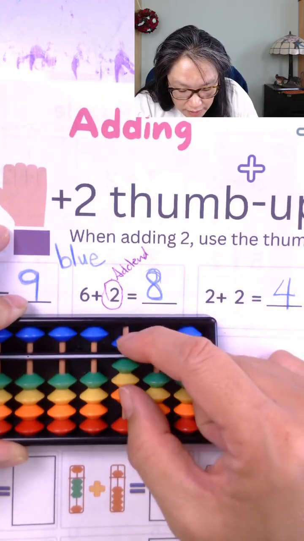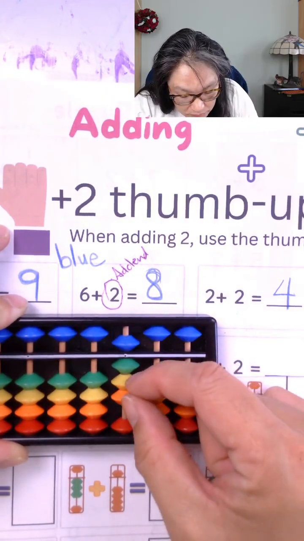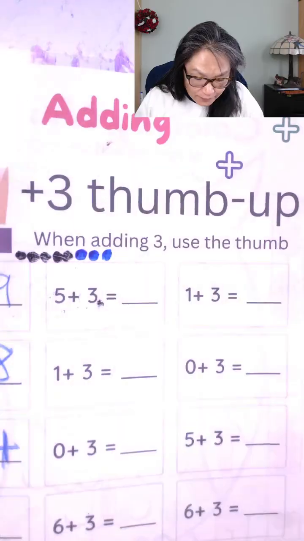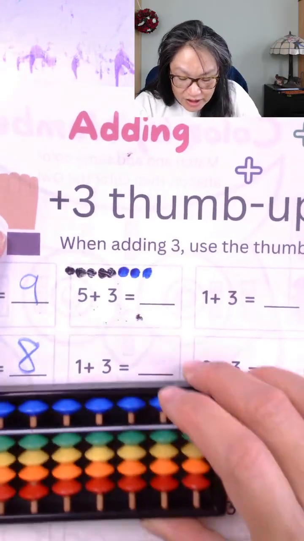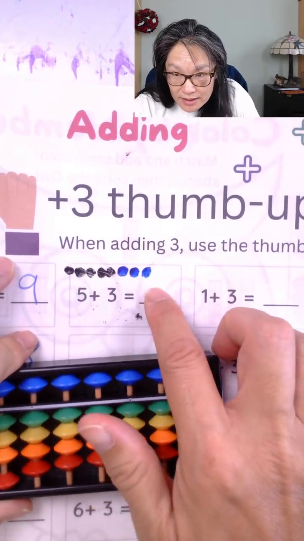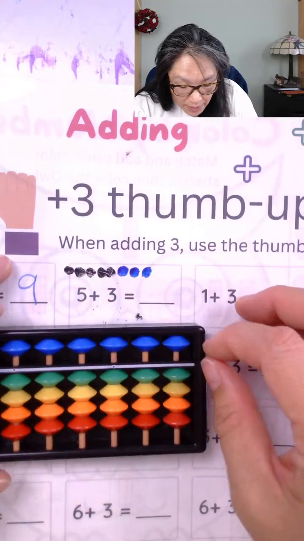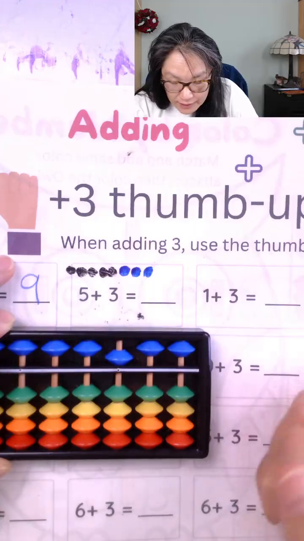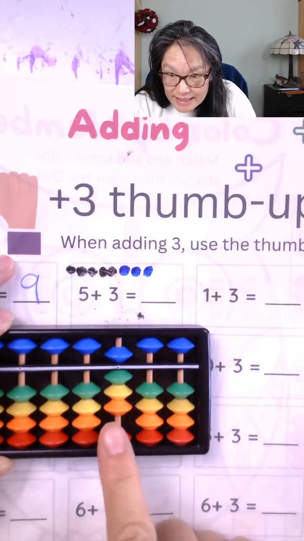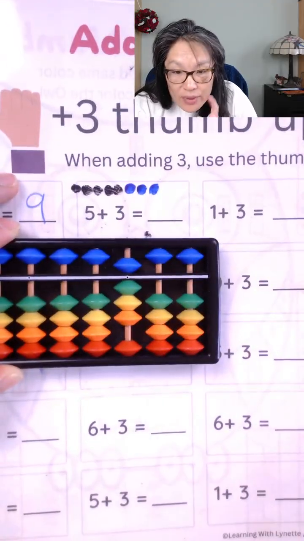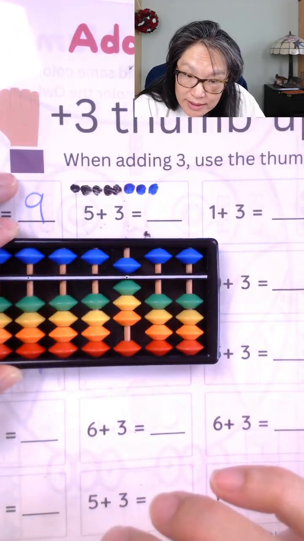Now you could do it the old-fashioned, old mainstream way, right? You could put in the dots, and then you would have to recount it. But on the abacus, if I have 5 and I add 3, it's easy to see. Does that make sense? Now we can subitize. That's what we call subitizing in mainstream math.